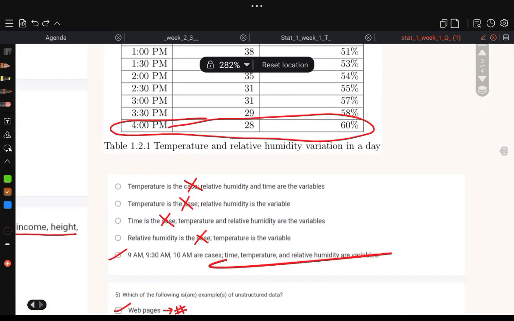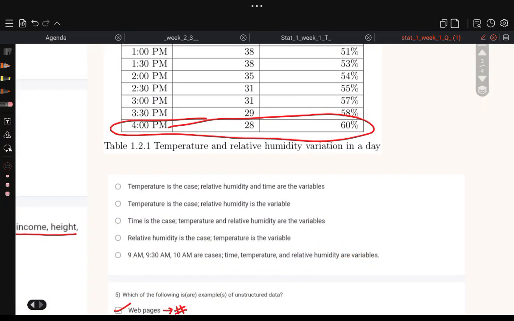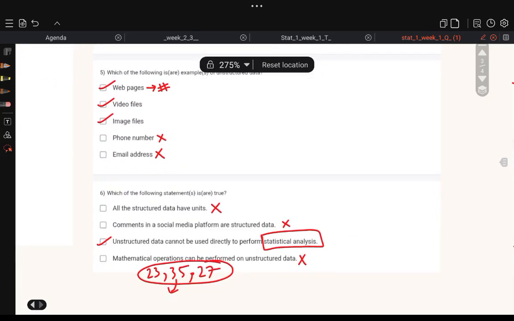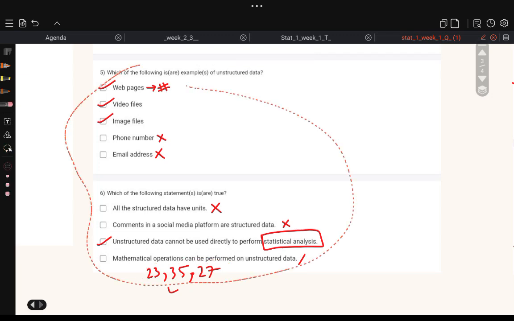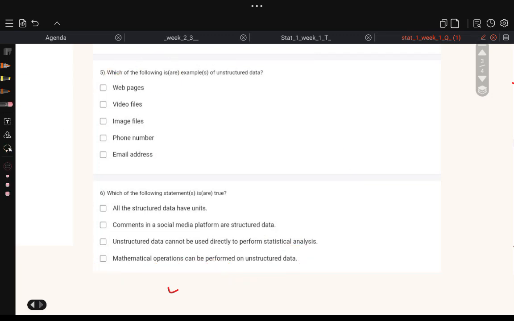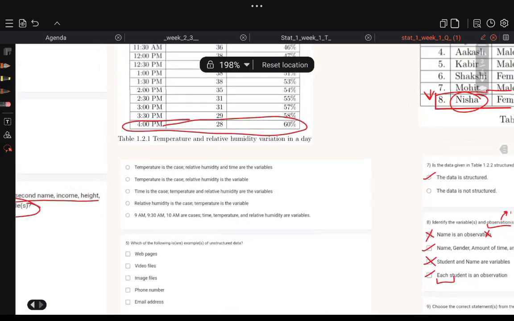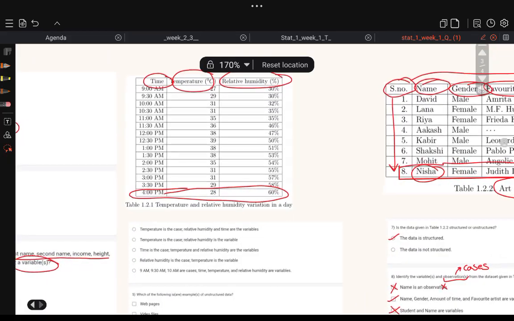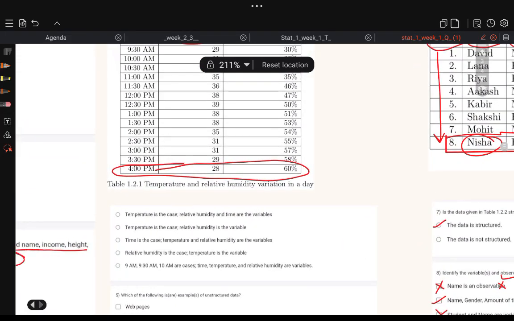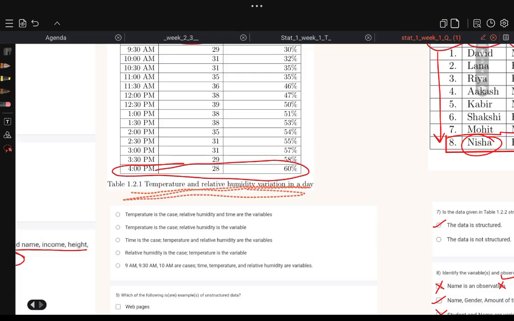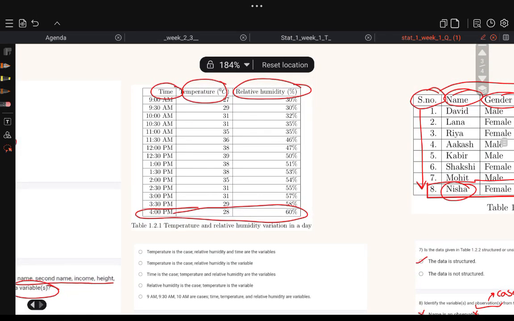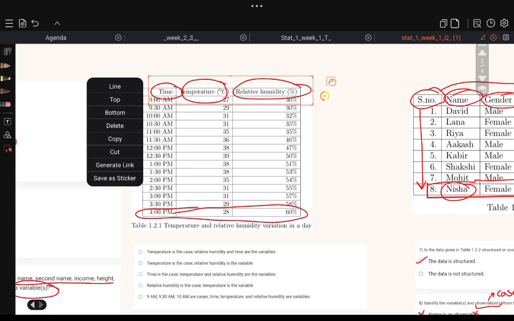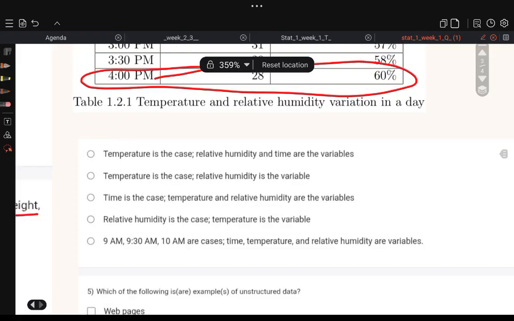What is it saying about temperature and relative humidity? See, the temperature and humidity graph is given to us and we have to tell something about it. So let's have a look. In the table there is temperature, time and relative humidity. See, these rows are the cases, so these will be cases and these are variables: time, temperature, humidity, right? These are variables. So temperature is a case, wrong. Temperature is not a case, it is a variable.